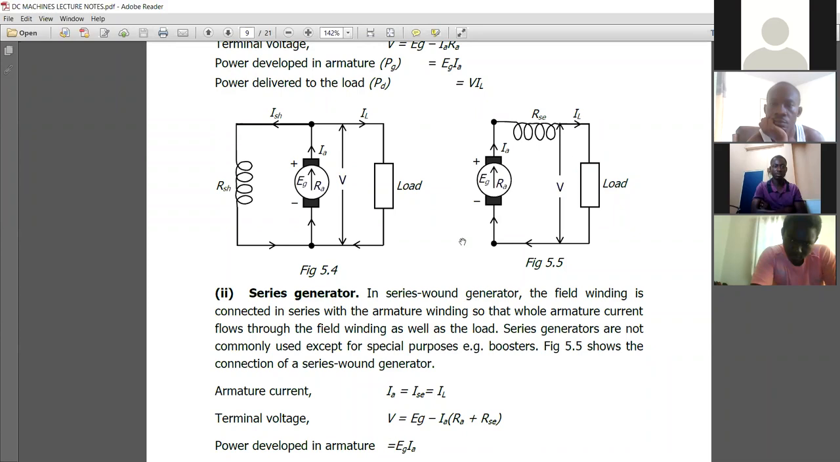So basically, we are just using how the field winding is connected to talk about this whole concept. So in this case, you realize that the same current will flow through the field winding from the armature and then through the load. So you can have this expression: I_A is equal to I_SE is equal to I. I_SE is the series current which is flowing in the field, the series field current, and R_SE is the resistance that we are looking at.